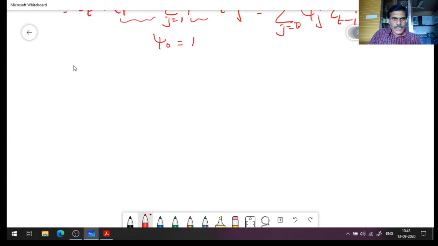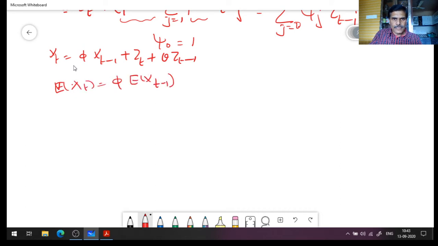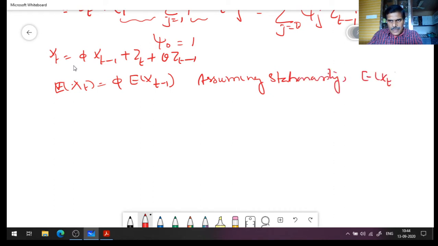So if your process is xt equal to phi xt minus 1 plus zt plus theta zt minus 1, the mean of xt is actually 0. Now assuming stationarity, we have this is equal to 0. Why? Because we want these two terms to be equal. Now these two terms can be equal only two ways, either phi equal to 1 or phi equal to 0.